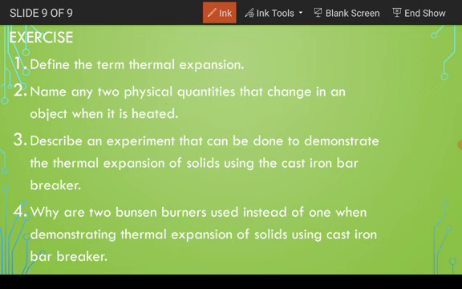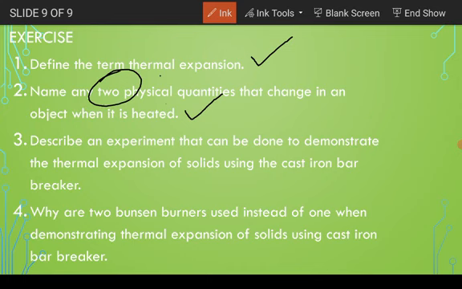All right, so define, using what you have learned, the term thermal expansion. Three things change when an object is heated. So you define thermal expansion in terms of the changes of those three physical quantities. Name any two physical quantities that change in an object. We mentioned in the course of the lesson that three quantities change when a body is being heated. Can you mention those three quantities? But here the question is simply asking for any two.